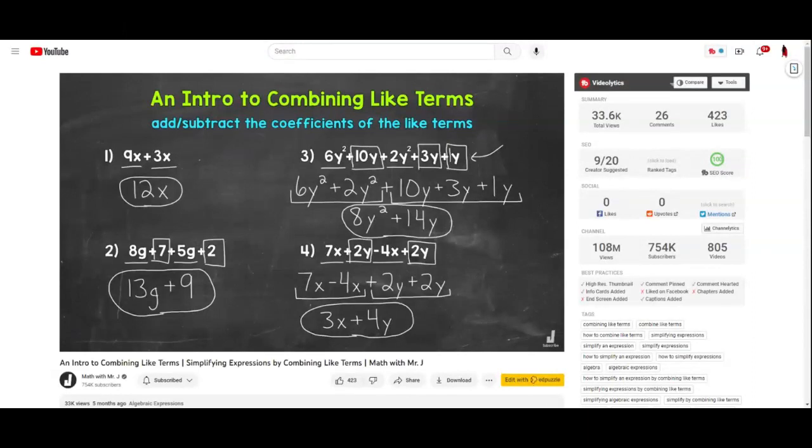We went from 4 total terms to 2 total terms by combining like terms. 3x plus 4y is equivalent to the original expression. We were just able to, again, simplify this expression by combining like terms.